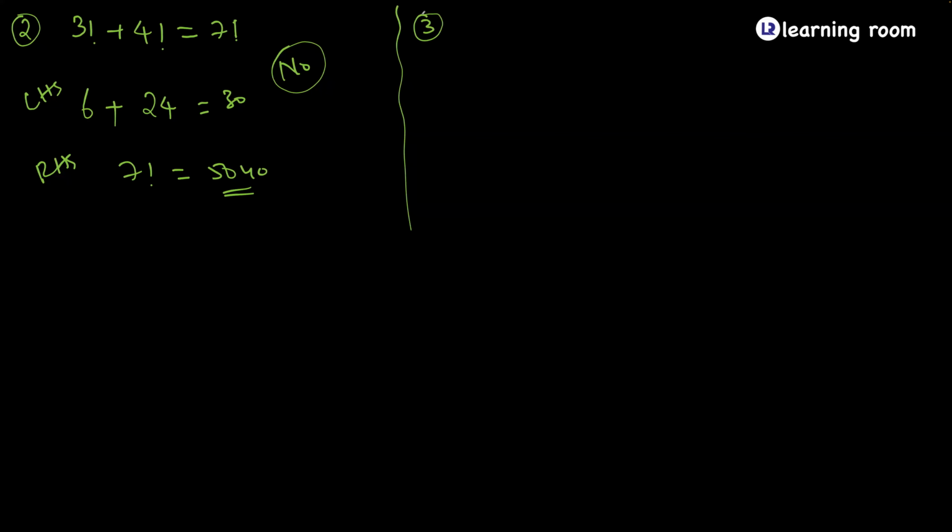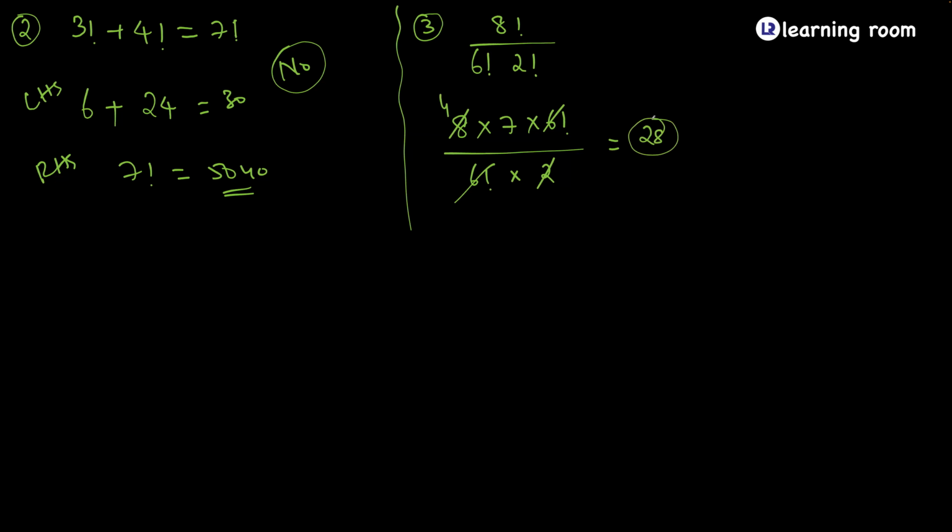What about the third one? Compute 8 factorial divided by 6 factorial into 2 factorial. Observe: 8 factorial is the highest, 2 factorial the least. Write the highest factorial in terms of lesser factorials. I can write this as 8 into 7 into 6 factorial, because I'm able to see 6 factorial, divided by 6 factorial into 2 factorial, which is 2 itself. So 6 factorial and 6 factorial are gone. 2 will cancel with 8, 4 times. It is going to be 28. Is that clear?